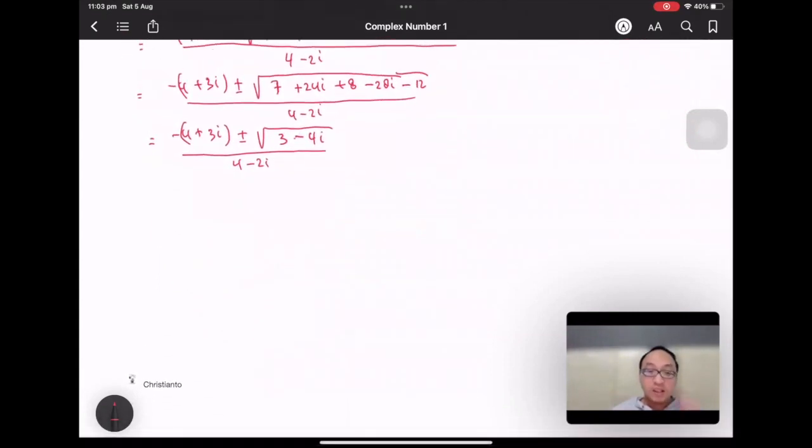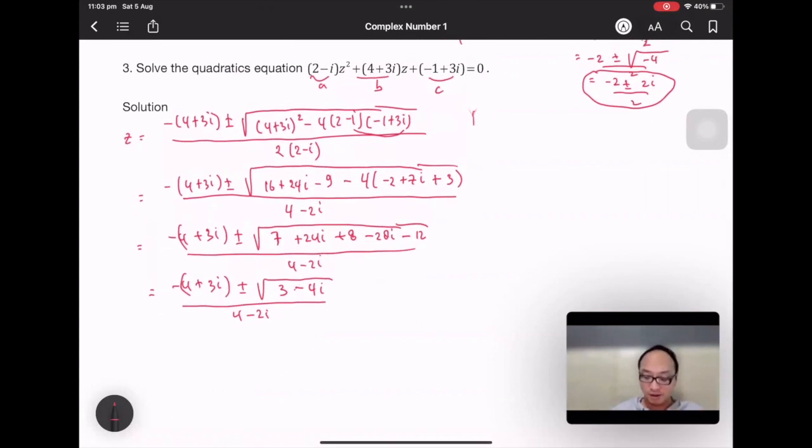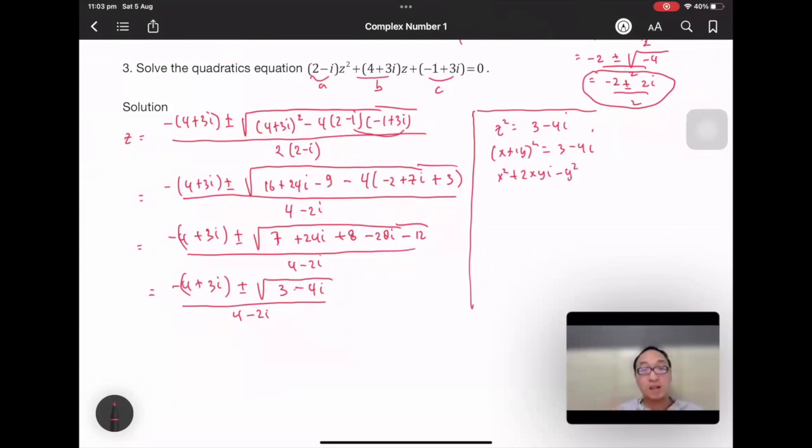In this case, we have to find the square root of 3 minus 4i. So z squared equals 3 minus 4i. (x plus iy) squared equals 3 minus 4i. So we expand here: x squared plus 2xyi minus y squared, because i squared is negative. So x squared minus y squared plus 2xyi equals 3 minus 4i.